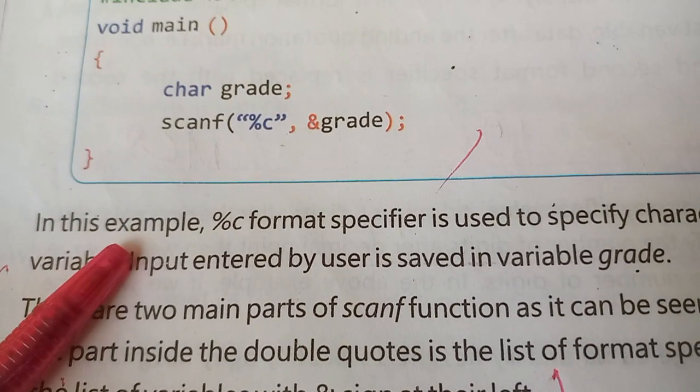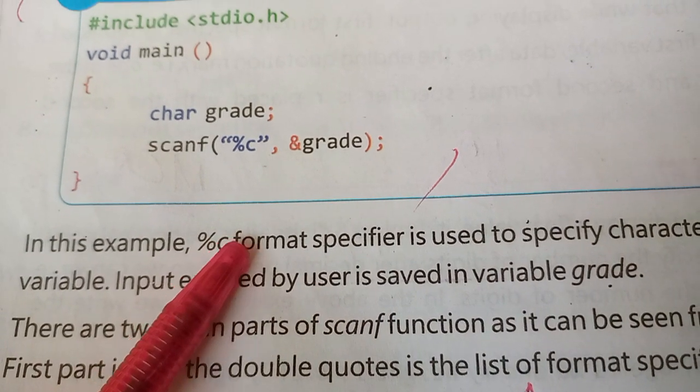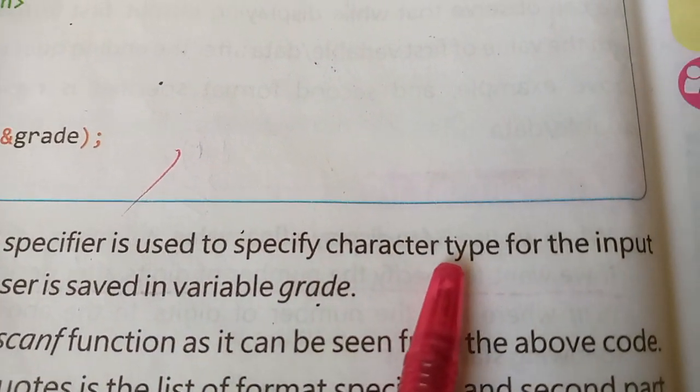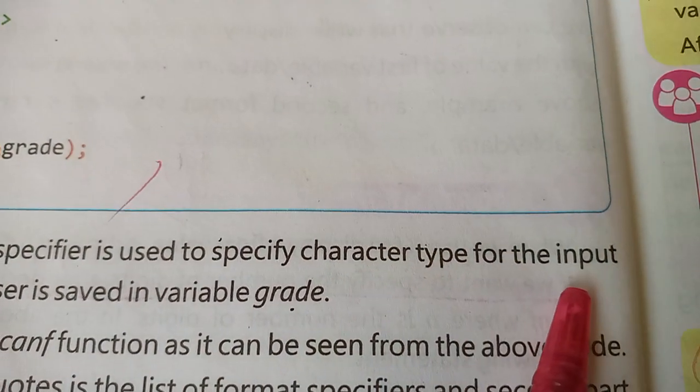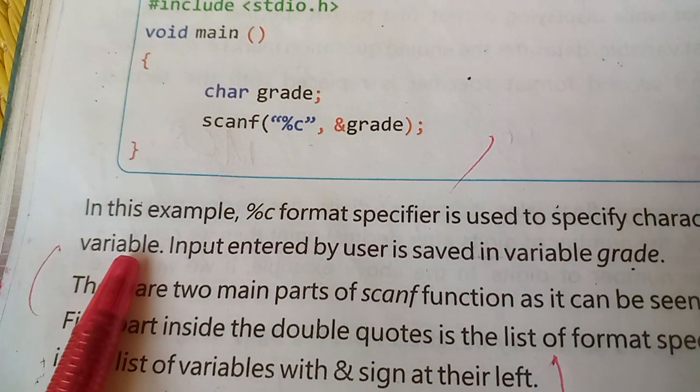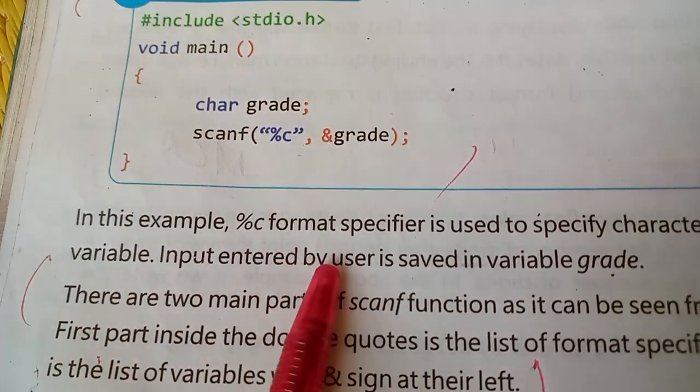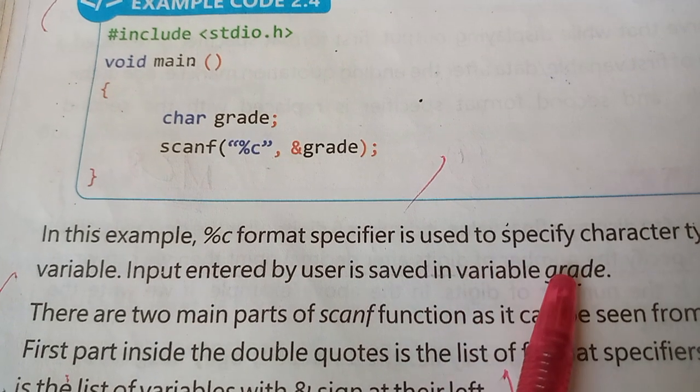In this example, the percentage %c format specifier is used to specify the character type for the input variable. Input entered by the user is saved in the variable. Great.